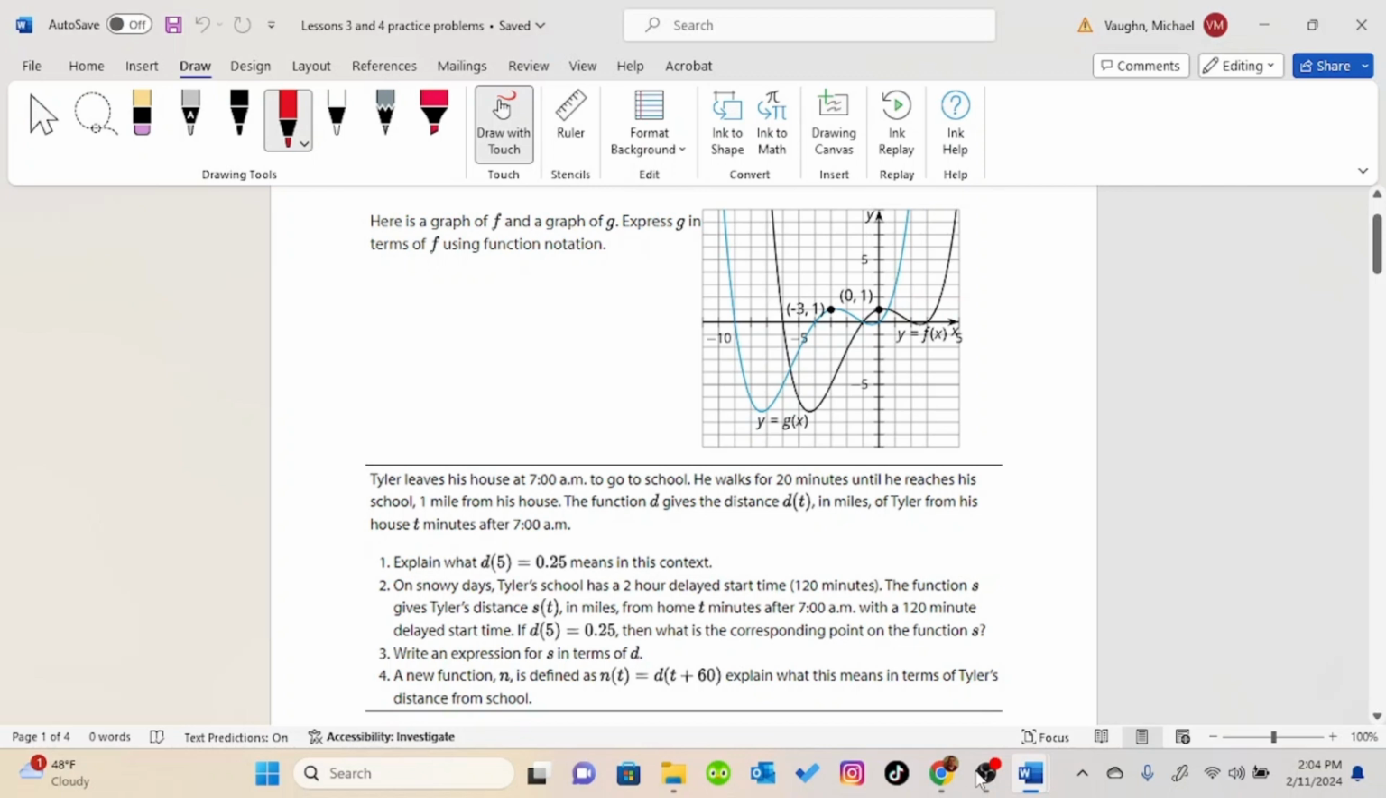Here is a graph of f and a graph of g. Express g in terms of f using function notation.